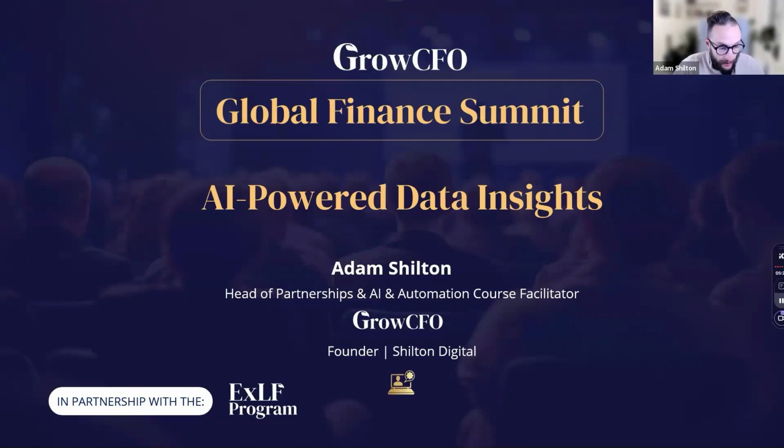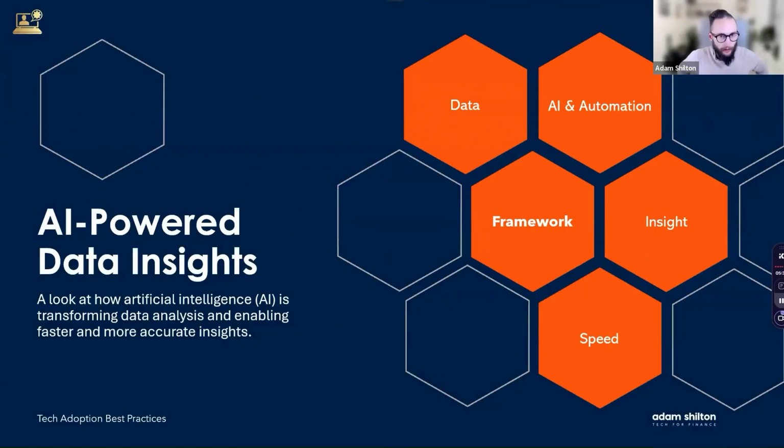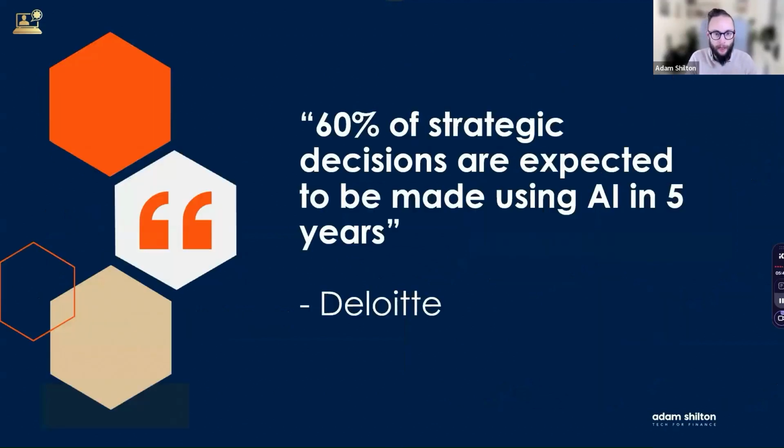So yeah, for those of you who don't know me, I'm Adam Shilton. I did the last summit and the summit before that. We're going to recap some of the areas that we touched on in the summit at the beginning of the year, actually, because some of them are very relevant today. So I'll whiz through my initial slide quickly, but the point of today's session is looking at how AI is transforming data analysis and enabling faster and more accurate insight. So it's going to be quite a wide-ranging session, but hopefully one that proves to be really useful for you.